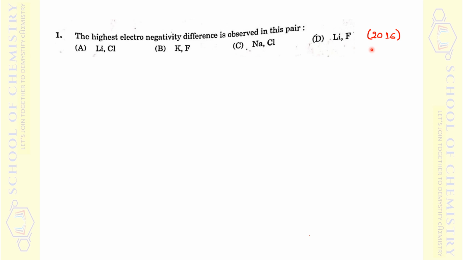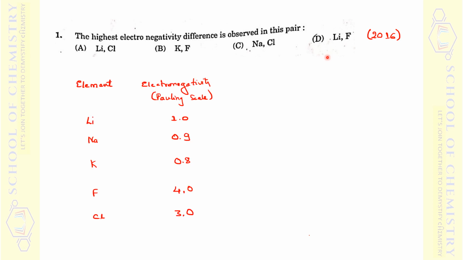Now if we consider this question, if we know the electronegativity of each and every element, then directly we can solve this, but it is very rare that we remember all the electronegativities. But if we want to refer to them, here I have listed the electronegativities of all the elements in the Pauling scale. Lithium, sodium, potassium, alkali metals, will usually have less electronegativity, in the range of 1 to 0.8, and of course from lithium to sodium and sodium to potassium, it decreases. This fact we know.